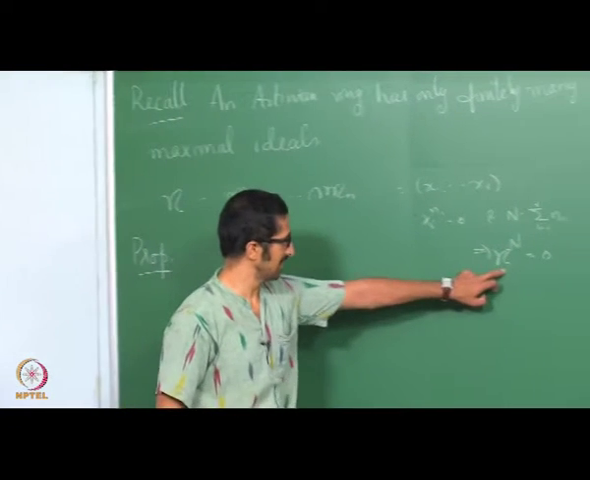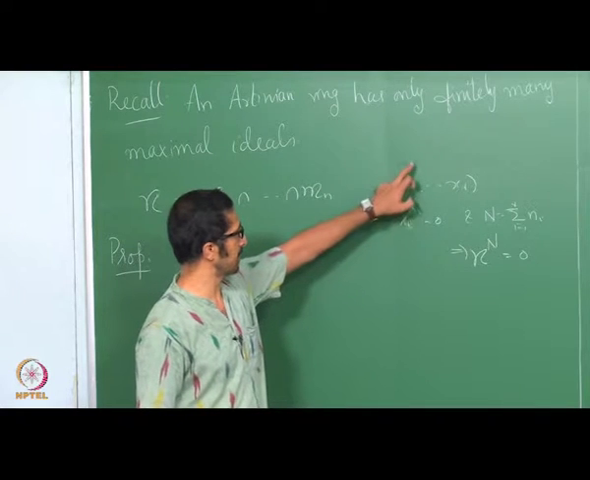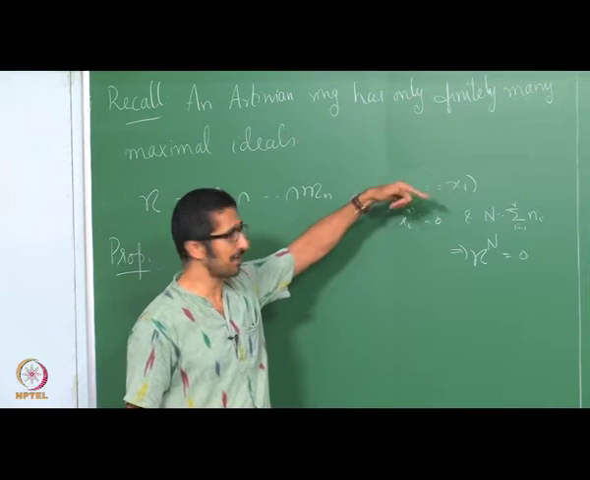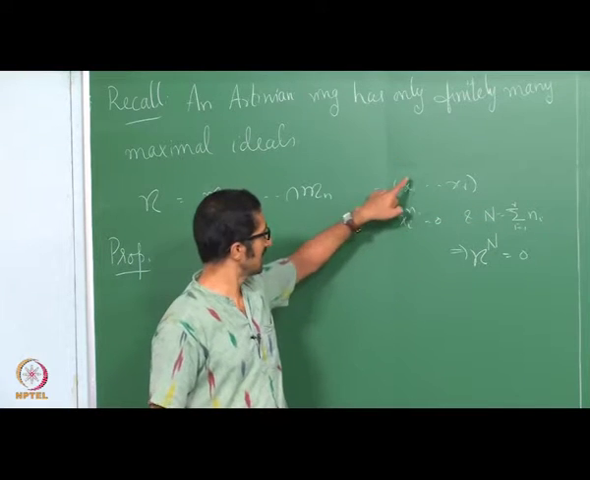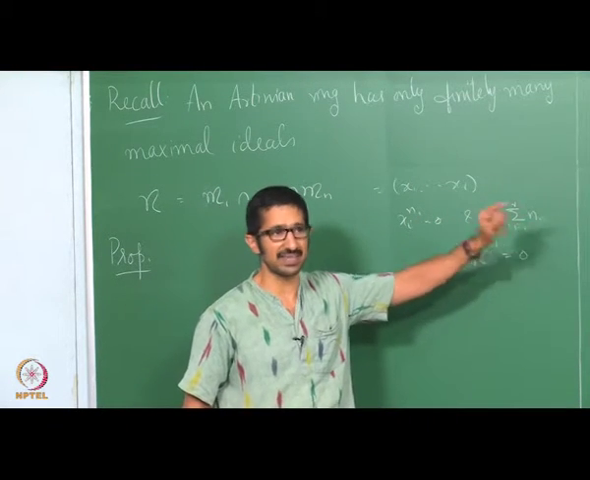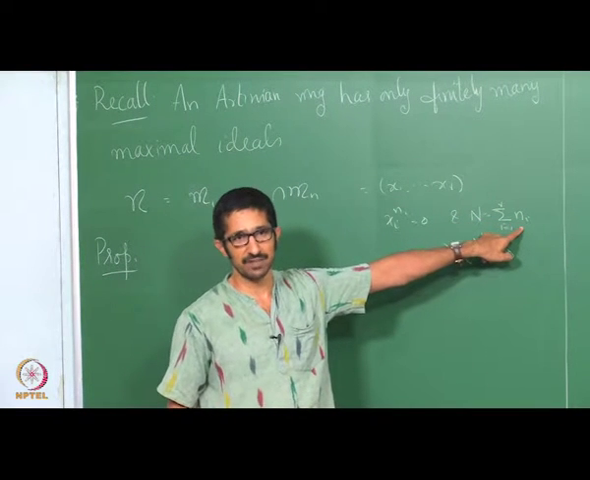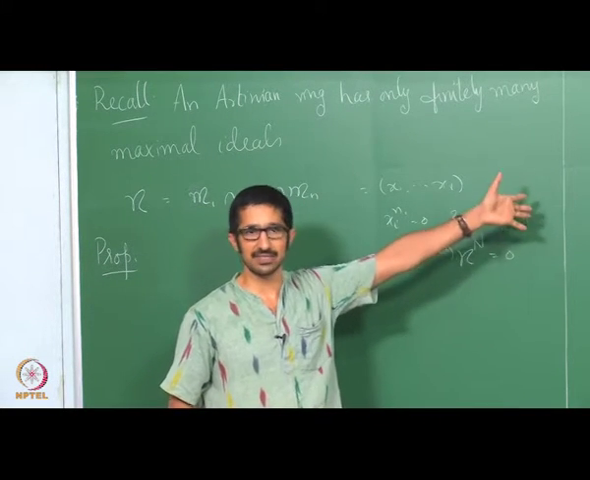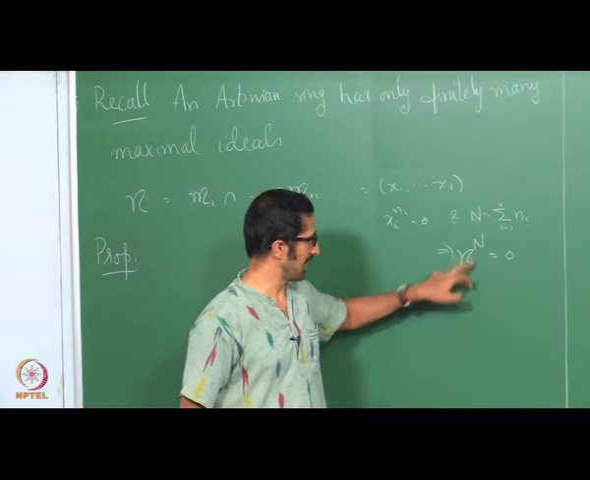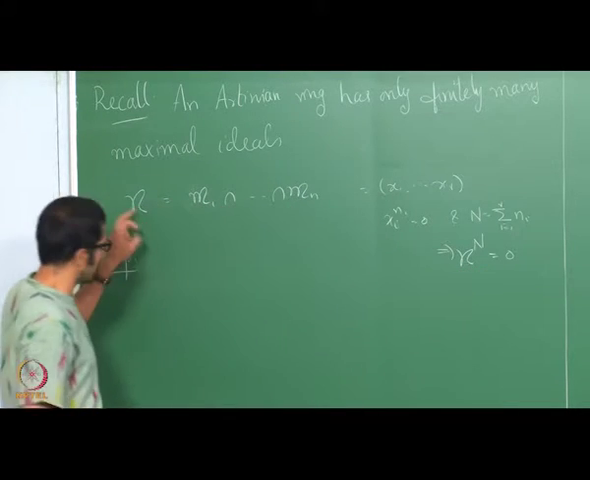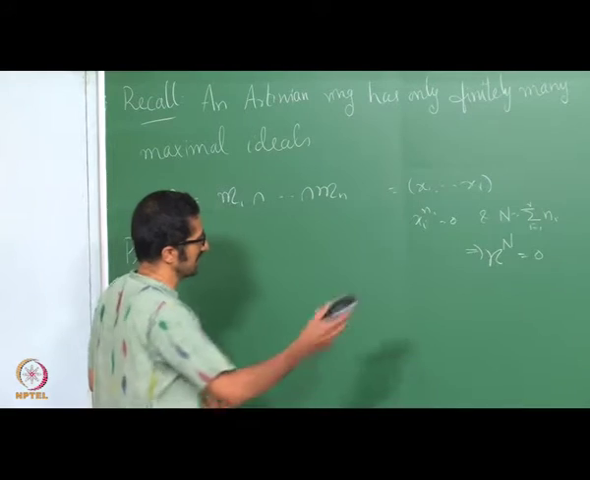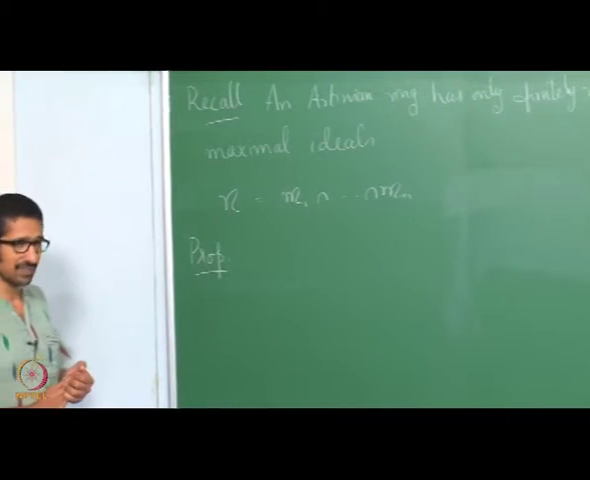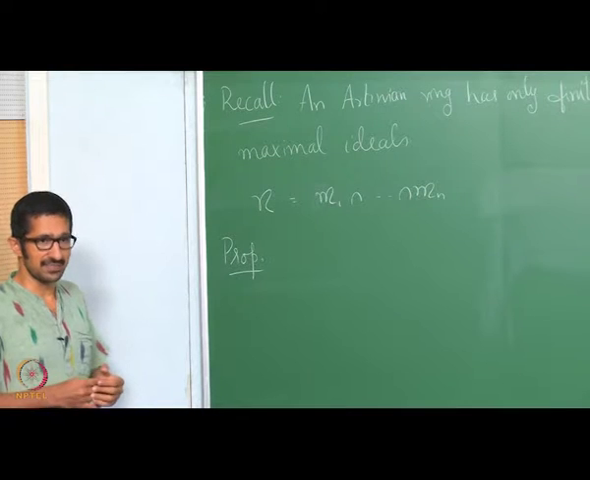Right. Every element here is generated by some x1 power alpha1, x2 power alpha2 up to xr power alphar, where the summation of alpha i is capital N, but the summation of alpha i is the summation of ni, which means at least one alpha i will be bigger than or equal to ni, and that means that will be 0. So, therefore, this n power N is 0. So, the nil radical is nilpotent if it is finitely generated, but is that true? Can we say, without even assuming this, that the nil radical is nilpotent? Okay.